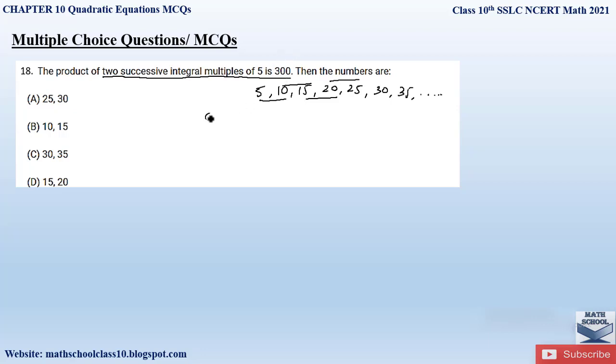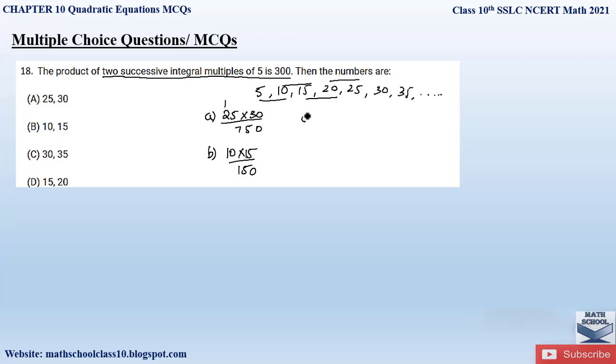So first option, if you see, it is 25 and 30. Multiplying these two numbers, what do we get? 0. 5 3s are 15, carry 1, 3 2s are 6, 7, 750 we are getting. So it is not correct. We have to obtain 300 as the product. Okay, so if you consider option B, we have 10 into 15, that will be equal to 150. Again, that is not correct.